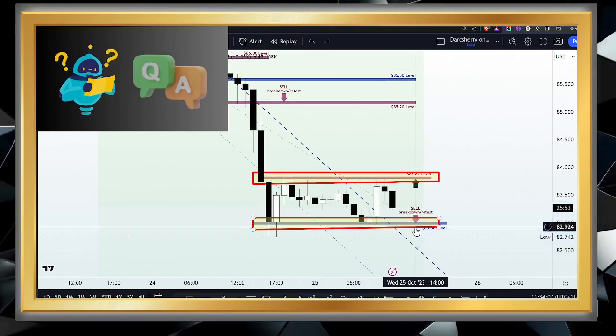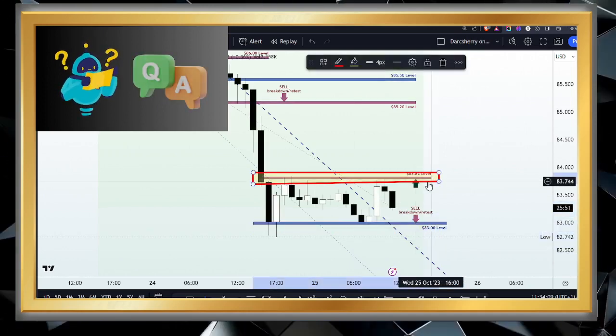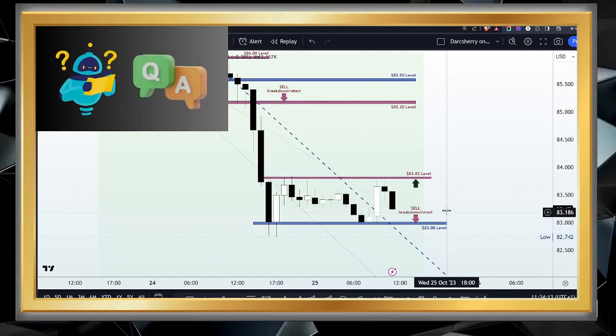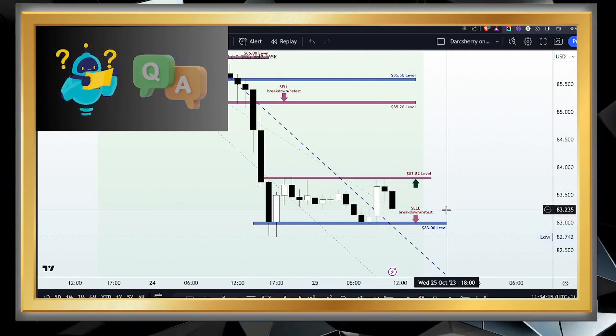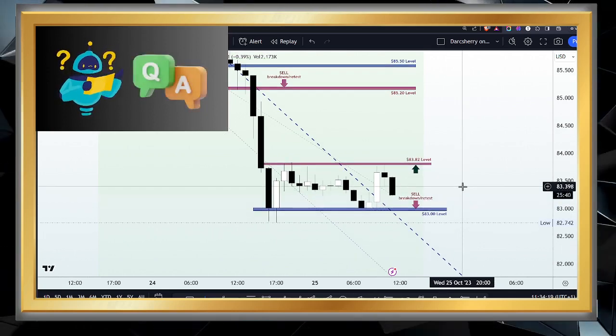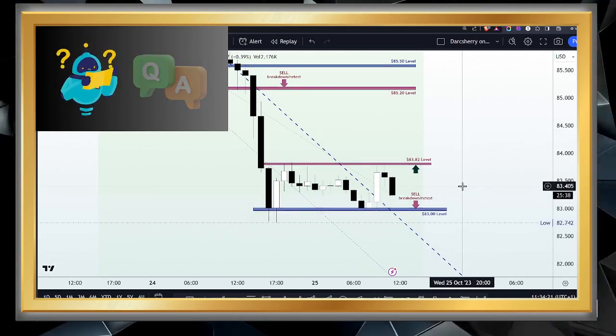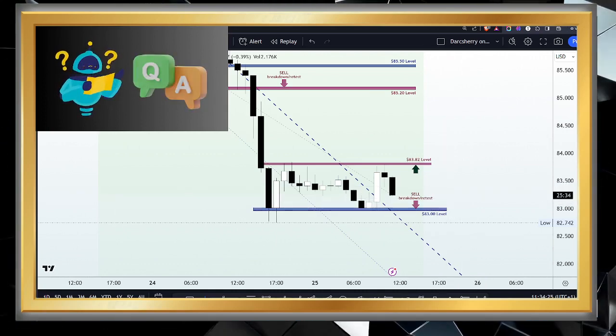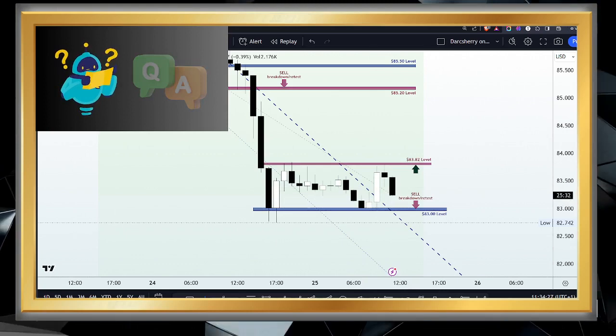So that is what we are going to be doing today. Exercise patience and wait for either the breakout of this range to give us an opportunity to either buy or sell. So patience is required here. Let's be on standby and wait for the direction where the breakout will be. So I do hope I answered your question, Abe 21.